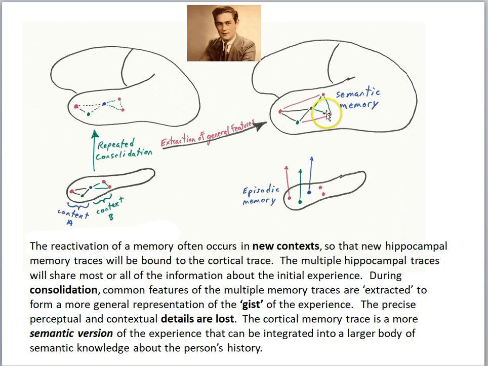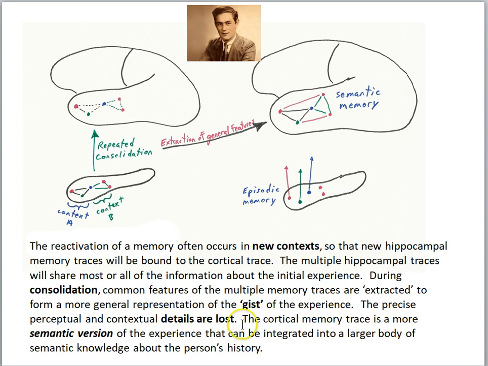zoo experience, for example. So, the reactivation of a memory often occurs in new contexts, so that new hippocampal memory traces will be bound to the cortical trace. The multiple hippocampal traces will share most or all of the information about the initial experience. During consolidation, common features of the multiple memory traces are extracted to form a more general representation of the gist of the experience. The precise perceptual and contextual details are lost.